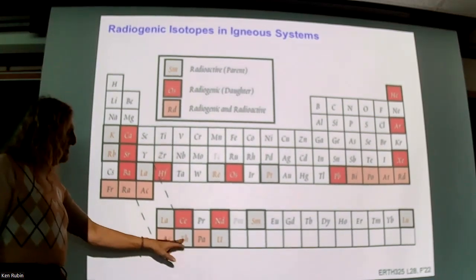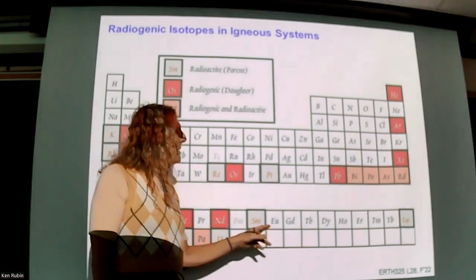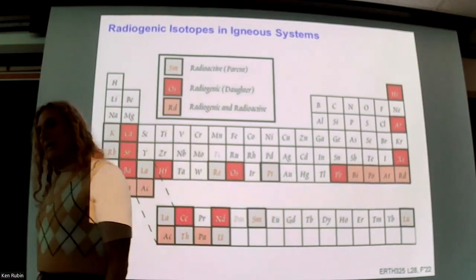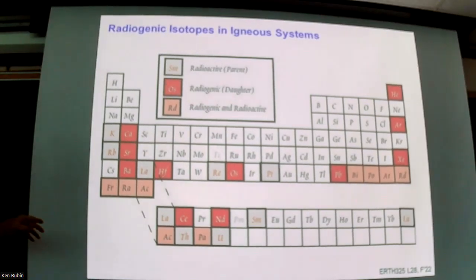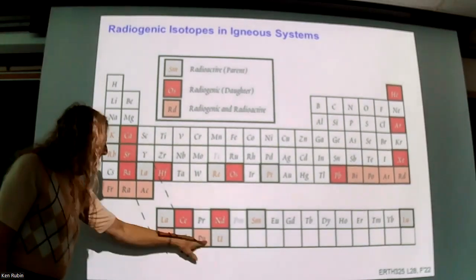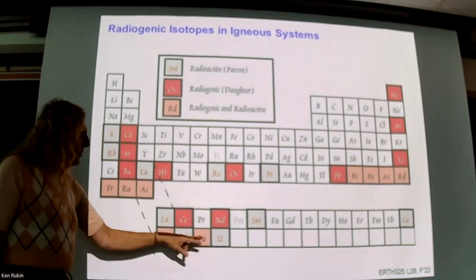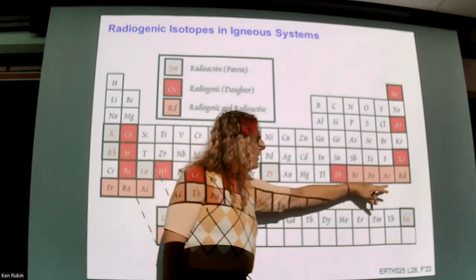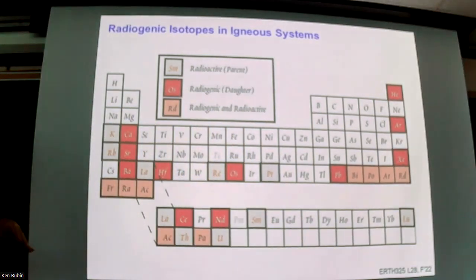Thorium-232 does the same thing. It decays through a series of daughters and ends up at lead-208. So a whole bunch of my research going back decades is to look at some of these intermediate daughters, the guys that are here in pink, radium, protactinium, bismuth, polonium, because they have much shorter half-lives than the parents, and we can use them to interrogate processes that happen in active volcanoes.